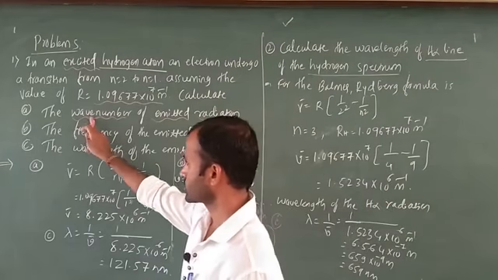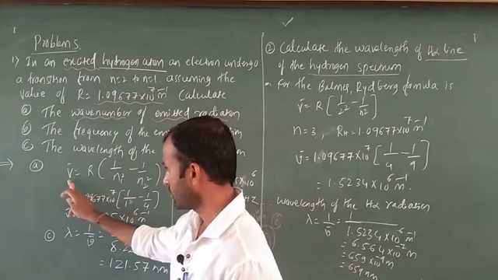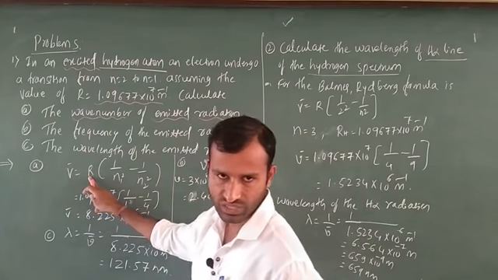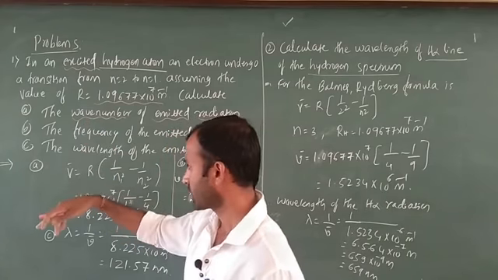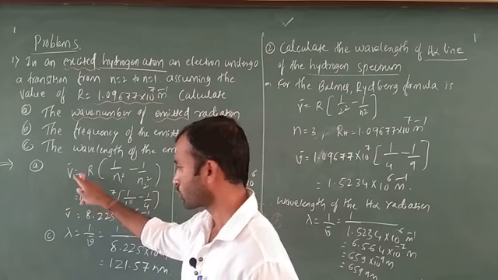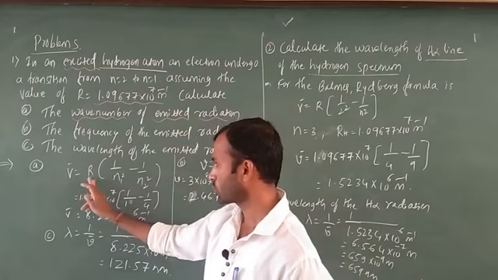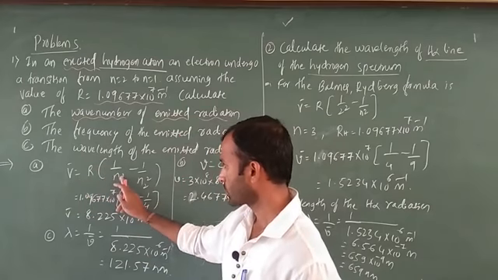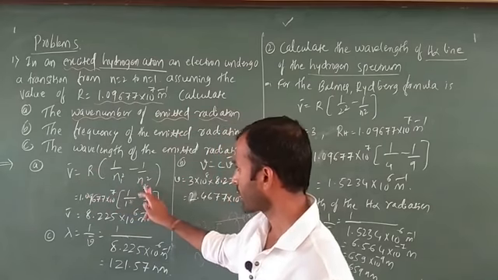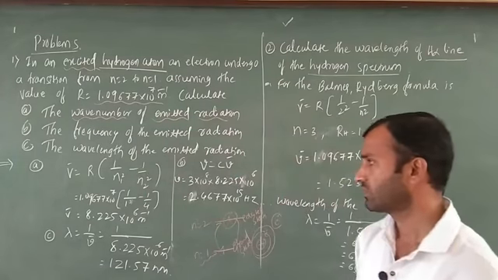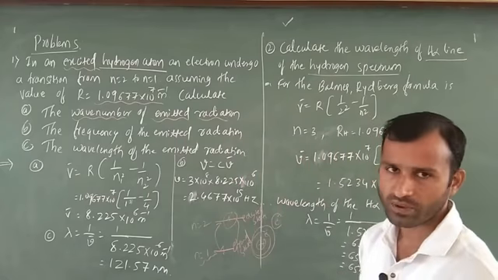First I am going to solve this one. For part A, the formula you have to write is nu bar equal to R, where R indicates the Rydberg constant. In the last video I solved nu bar equal to 1 by lambda, that is also the same, no problem. Nu bar equal to R, after that 1 by n1 square minus 1 by n2 square, close the bracket. This is the formula you have to write. In the examination they will give half marks for this.